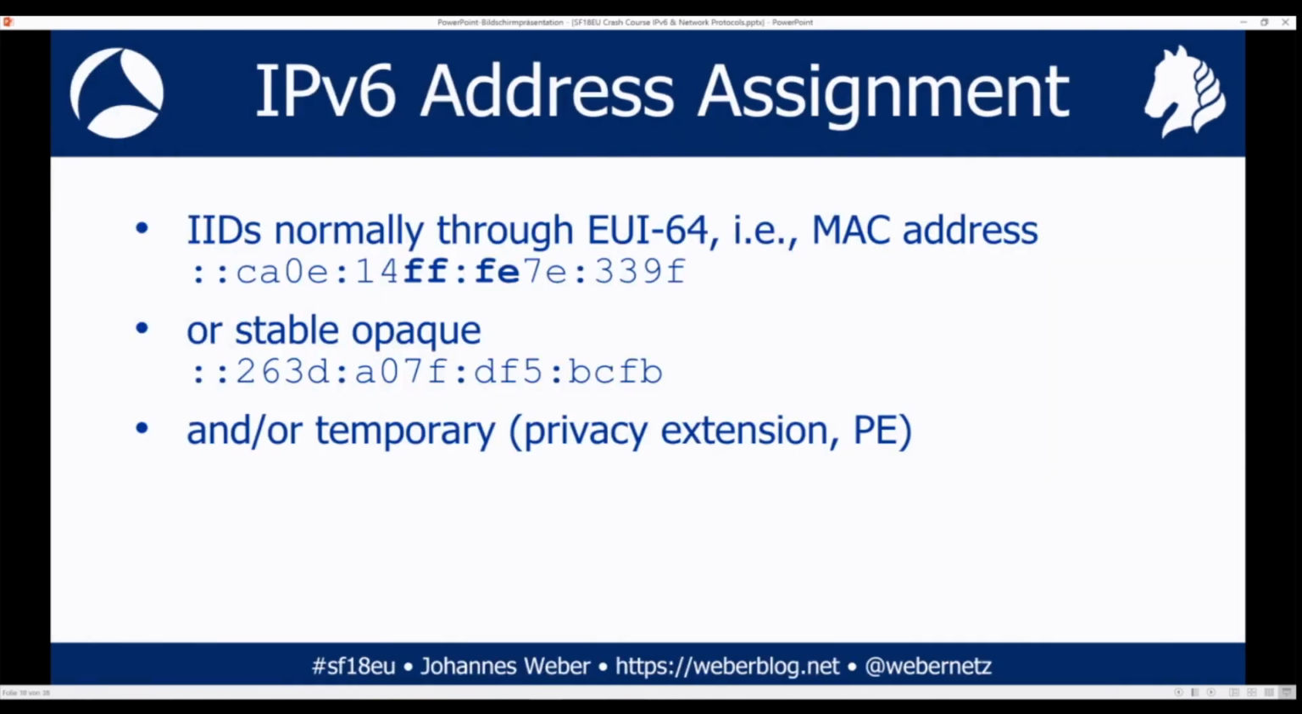So how does the client generate these host ID addresses? That was the question a couple of seconds ago. There are three ways. Normally, the IID, the interface identifier, is generated through a process called EUI-64, which takes the MAC address, splits it into two parts, and inserts FFFE in the middle. So this is basically the MAC address. It also flips the local bit in the first byte.